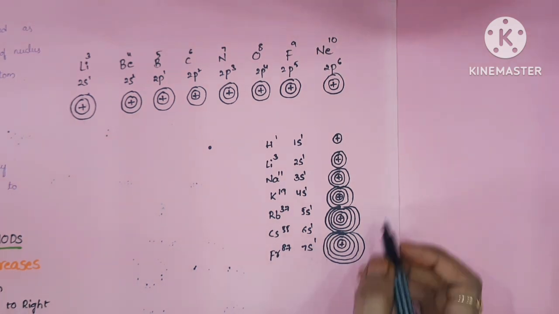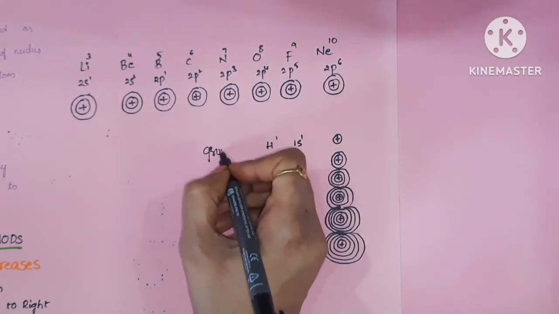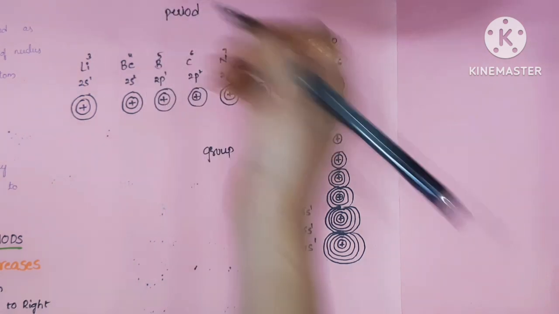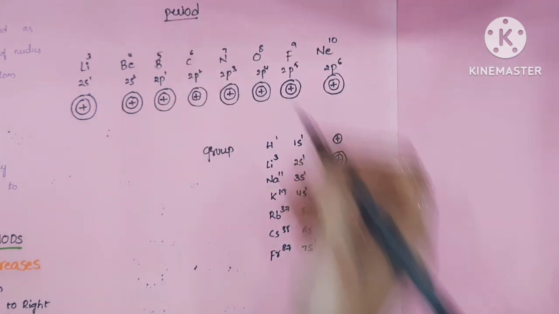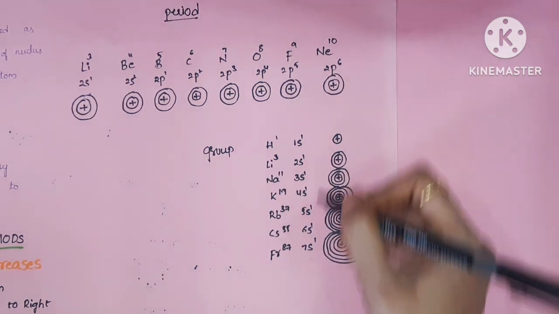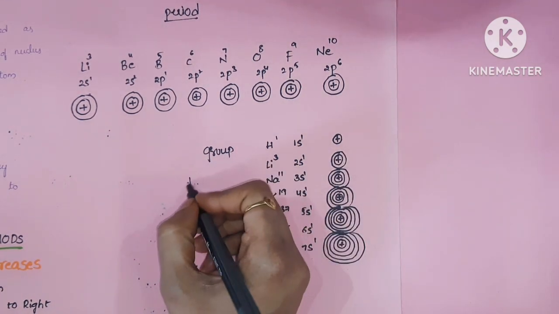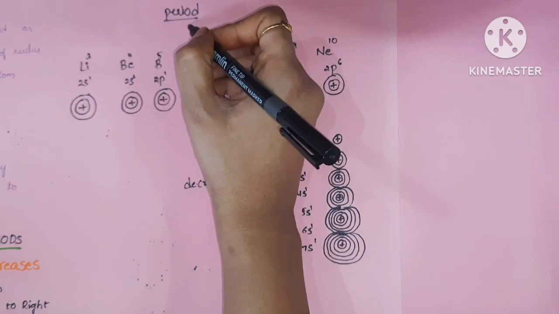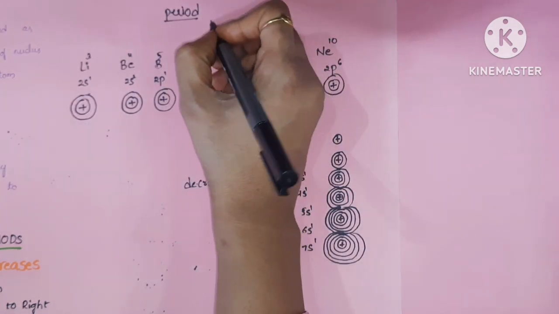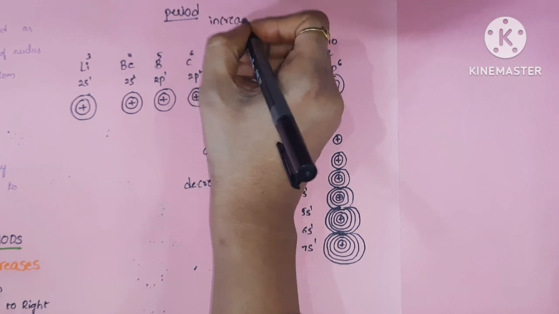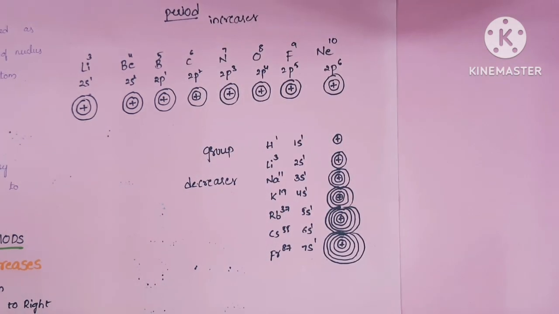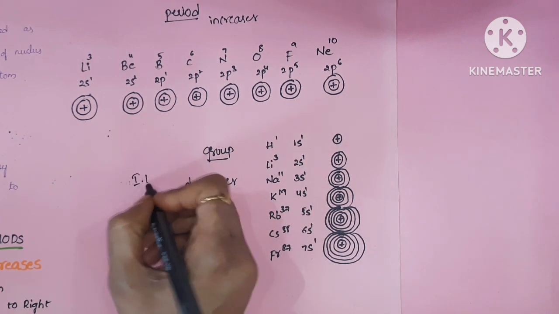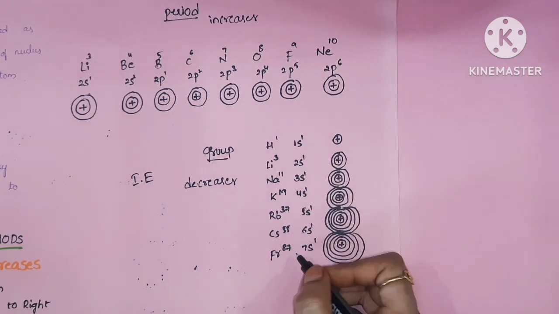Ionization enthalpy changes in groups and periods. In groups, from top to bottom, ionization enthalpy decreases, and in periods, from left to right, it increases. In groups, from top to bottom, ionization enthalpy decreases.